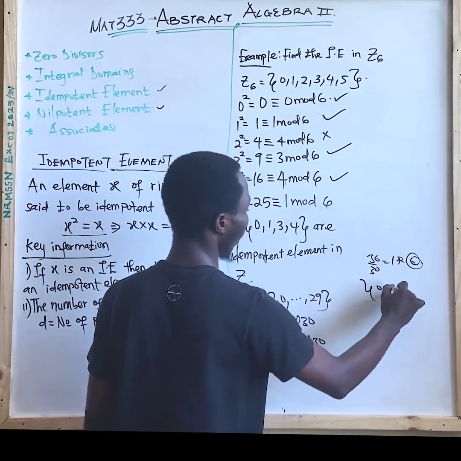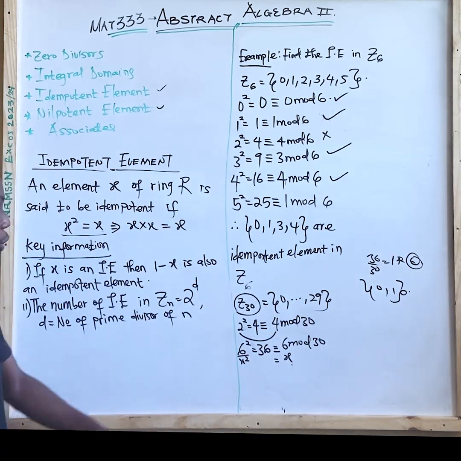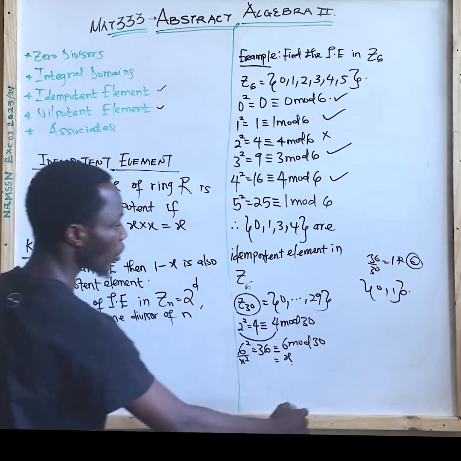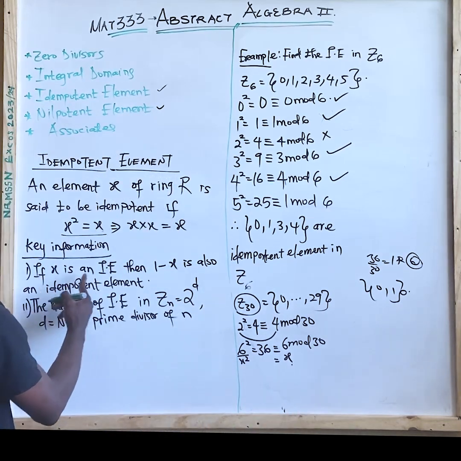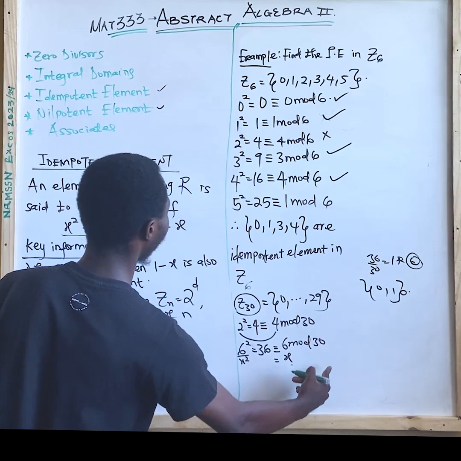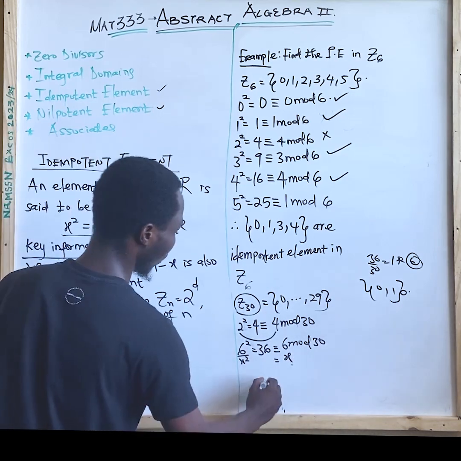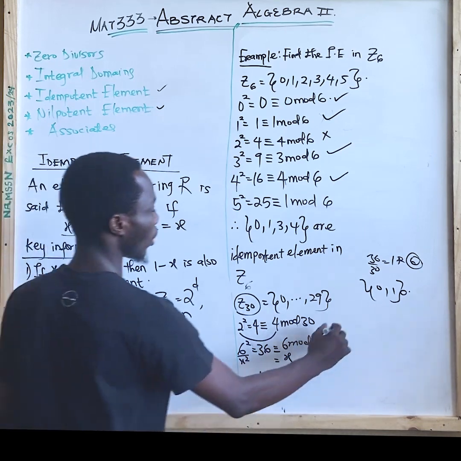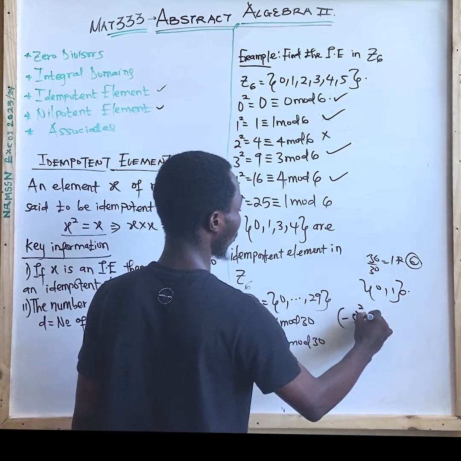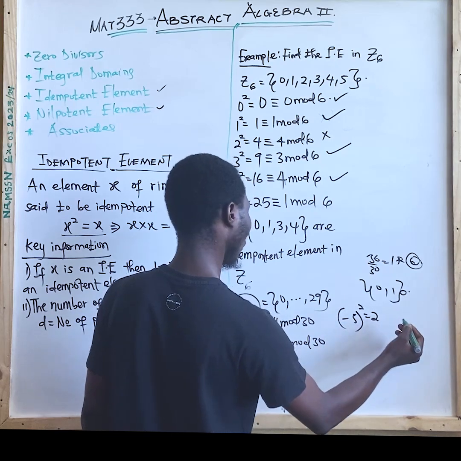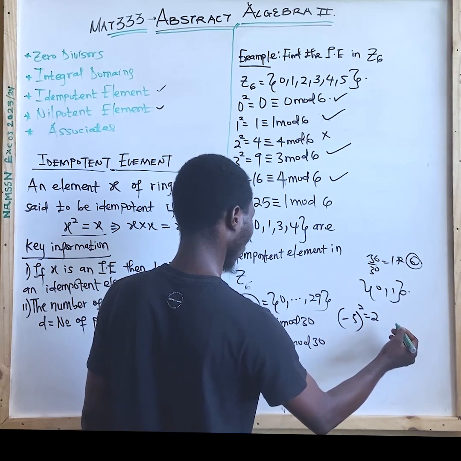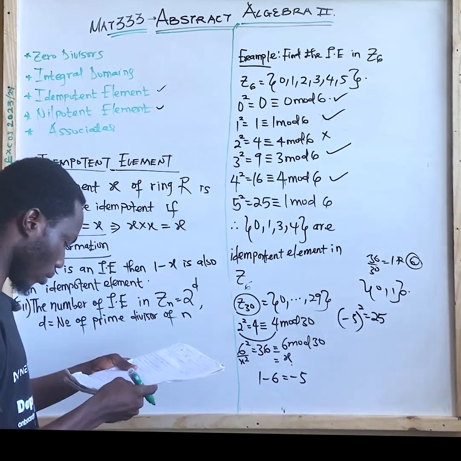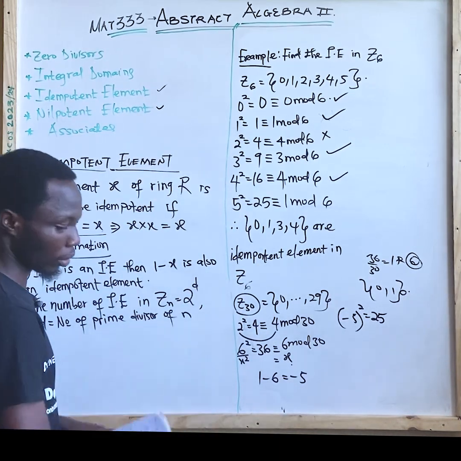Just know that 0 and 1 are always idempotent elements. So once I get this 6, then this comes into play. It says that if x is an idempotent element, that is, if 6 is an idempotent element, then 1 minus 6, that's minus 5, is an idempotent element. How? Minus 5 raised to power 2 will give me 25, and this is not up to mod 30.